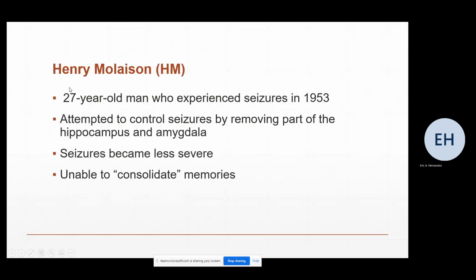Let's see. So Henry Molaison, he's a case study. They refer to him as HM. He experienced seizures, and in 1953 they attempted to control his seizures by removing part of the hippocampus and amygdala. They reduced his seizures, but he was unable to consolidate his memory. So he was not able to put his memories together. But again, his seizures weren't as severe. So this happened in 1953, and back then, people were able to get away with some very, I would say, shady procedures. But I guess to his benefit, they did help him.